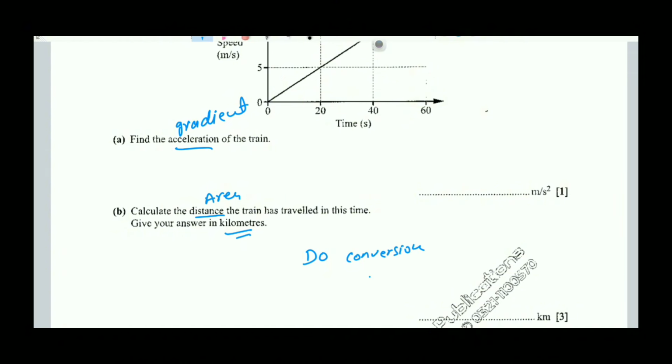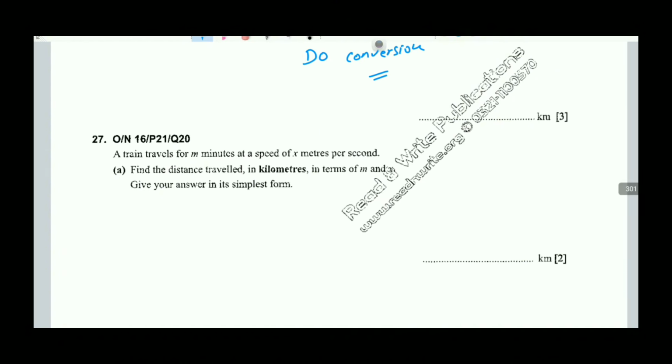conversion as well. Okay. Next question, a train travels for m minutes at a speed of x meters per second. Find the distance traveled in kilometers. They need distance in kilometers. Minutes will be converted into seconds because the speed is x meters per second. So minutes will be converted into seconds, but your answer should be in kilometers. Distance should be in kilometers.